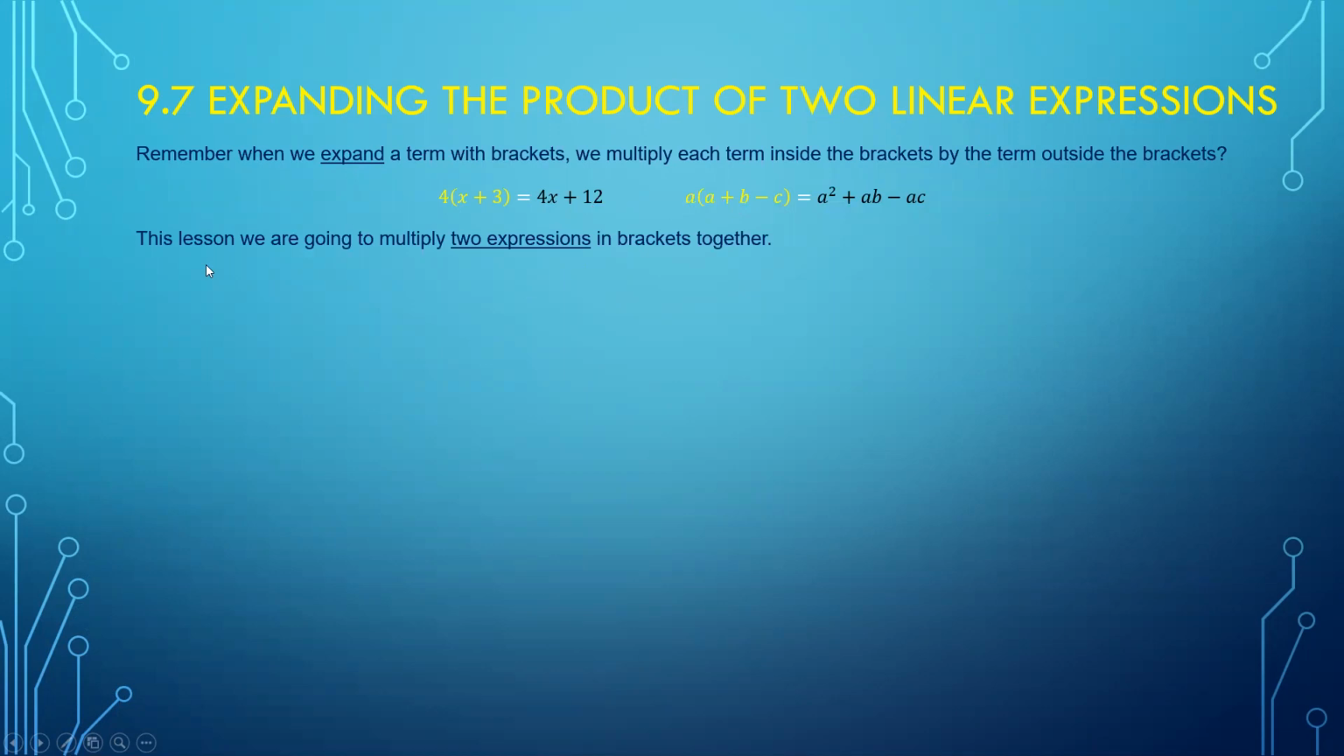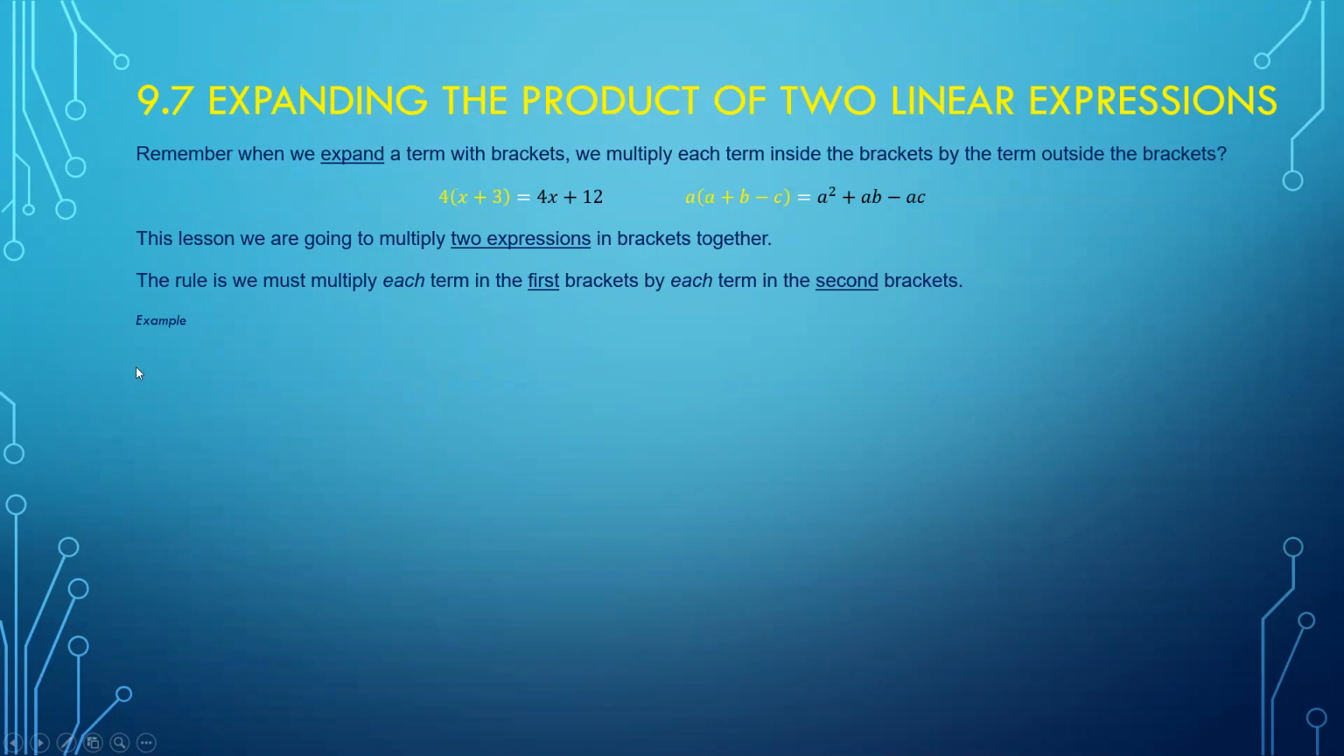Now in this lesson, we are going to multiply two expressions in brackets together. That means we have two brackets instead of just one. The rule is quite simple. We just have to multiply each term from the first bracket by each term in the second bracket.